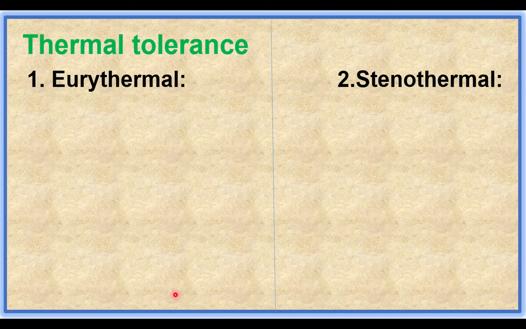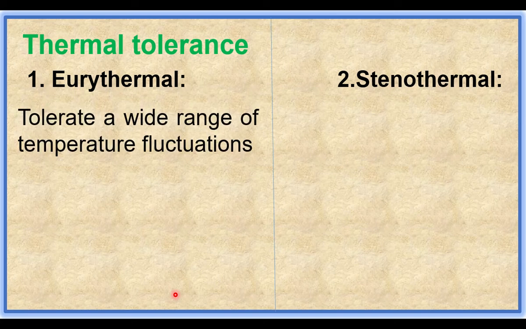Based on thermal tolerance, that is temperature tolerance, organisms are grouped into eurythermal and stenothermal. Eurythermal organisms can manage a wide range of temperature. Stenothermal organisms have a narrow range of temperature adjustment. Eurythermal organisms tolerate a wide range of temperature fluctuations.